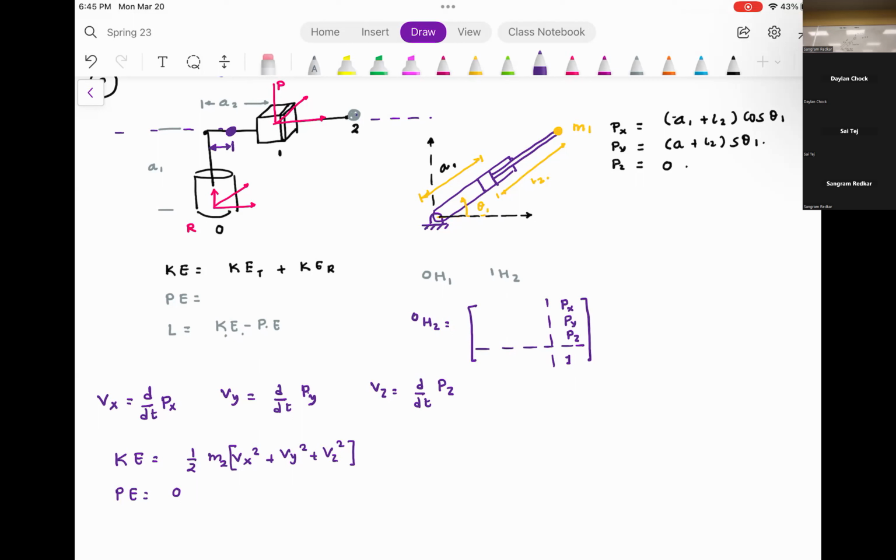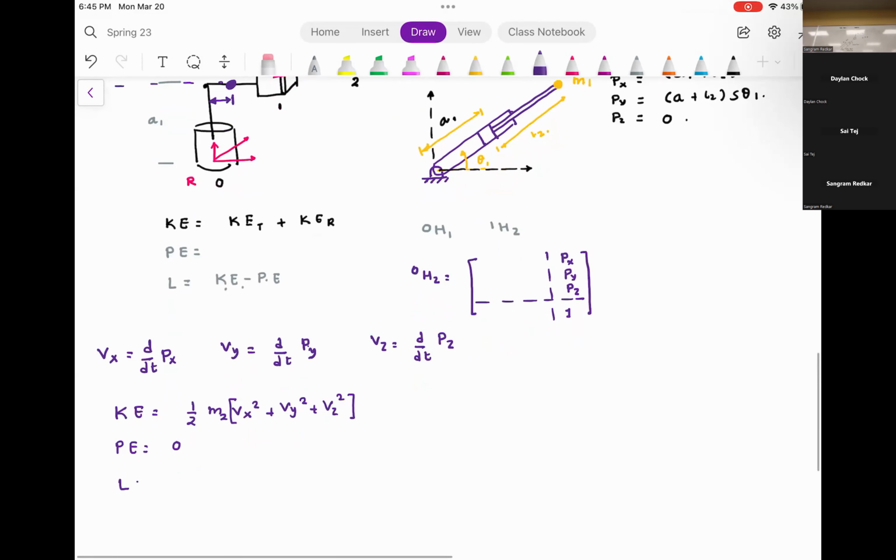And I will work out these problems. So the idea is you find out the mass, find out its Px, Py, Pz, find out the velocities, find the kinetic energy, find the potential energy, then find the Lagrangian, which is kinetic energy minus potential energy.